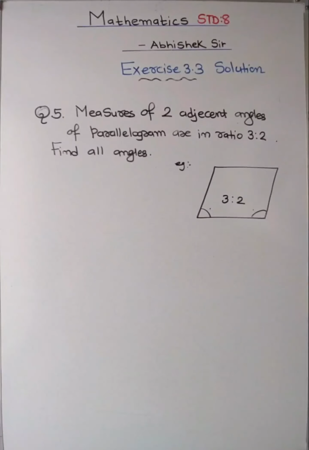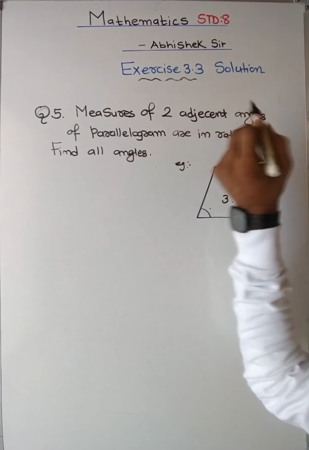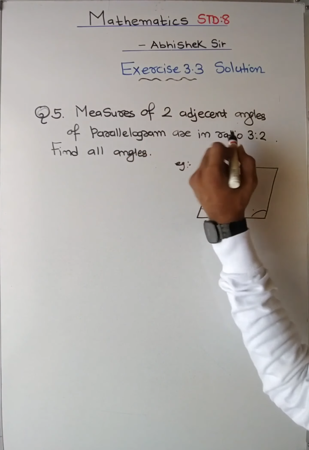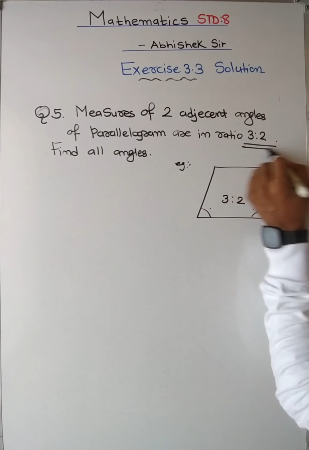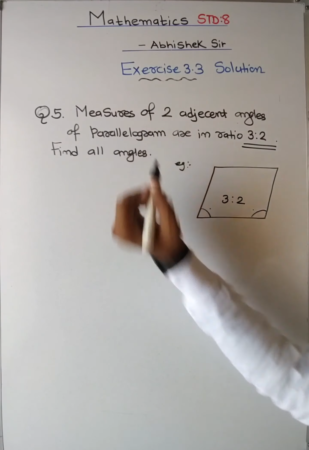So we have started exercise 3.3 and finished up to question number 4. Now let us start question number 5. Measures of two adjacent angles of a parallelogram are in the ratio 3:2. We have to find out all the angles.